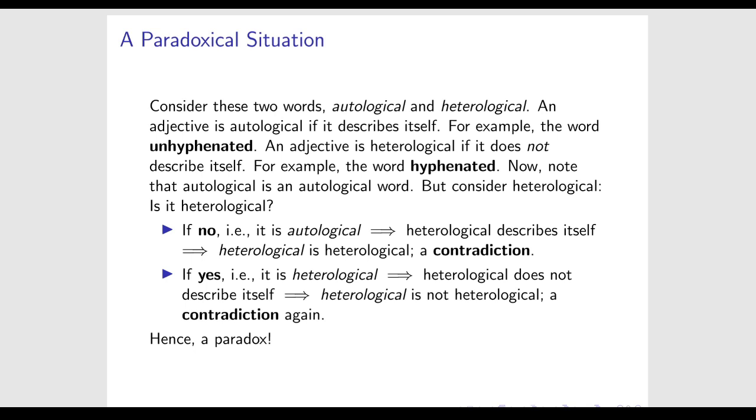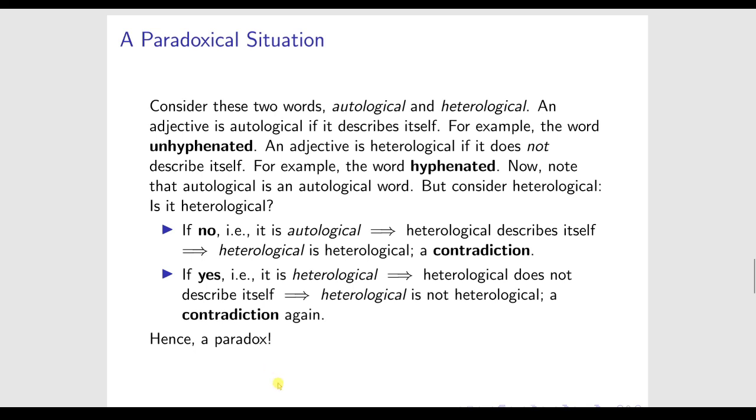Now note that autological is an autological word. But consider heterological. Is it heterological? If the answer is no, that means heterological is autological, which implies heterological describes itself. That is, heterological must be heterological, which gives us a contradiction. So the answer can't be no. So if the answer is yes, that is, heterological is heterological, that means heterological does not describe itself. That means it is not heterological. We arrive at a contradiction again. Hence the answer to this question can't be no and it can't be yes either.